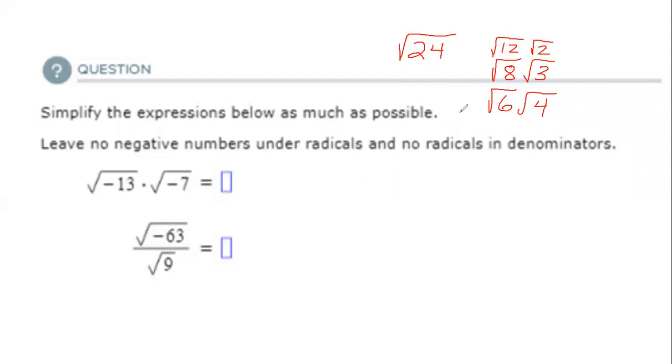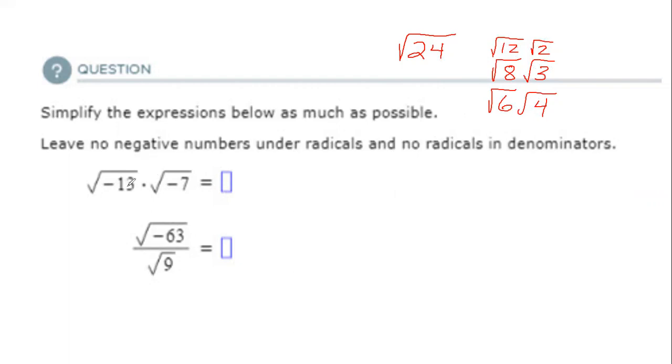Now, along with that, I can go in the opposite direction. So if I had 12 times 2, I could simplify that to 24. If I had 3 times 8, I could simplify that to 24, or 6 times 4. So I can go either direction, and that goes for multiplication or division, as you'll see here in a second.